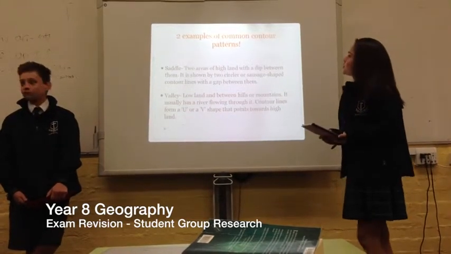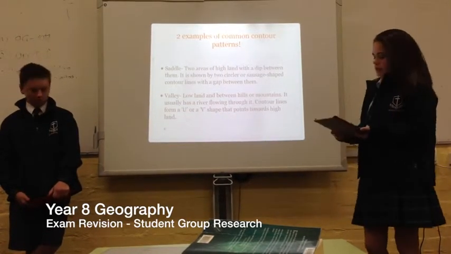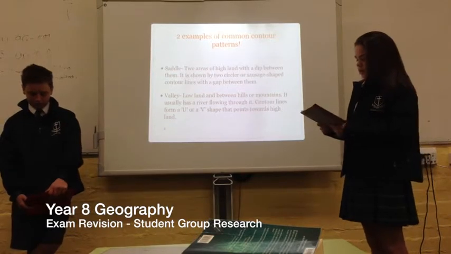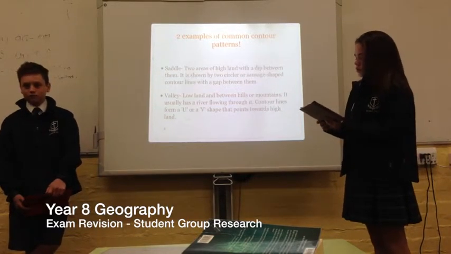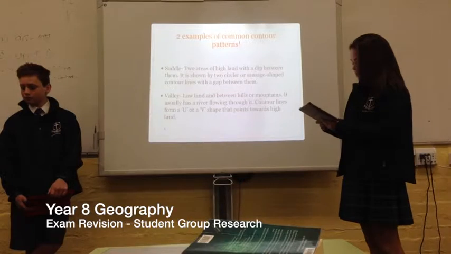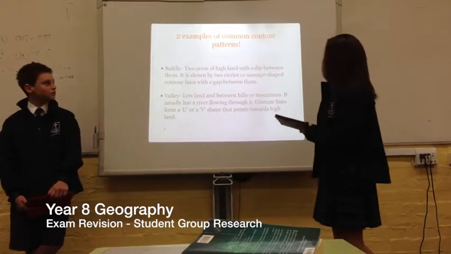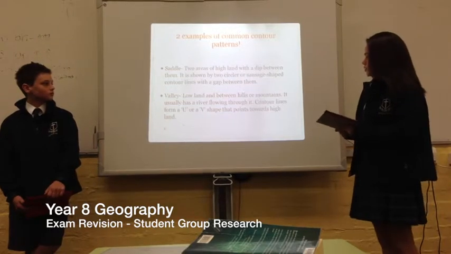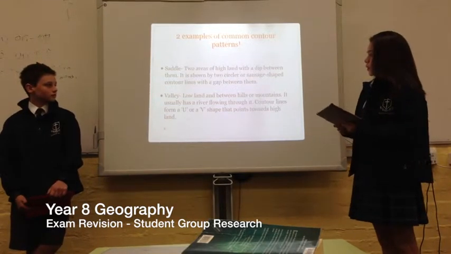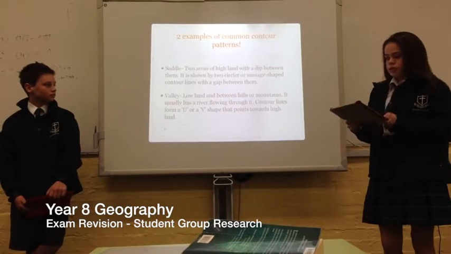These are two examples of common contour patterns. A saddle is where there are two areas of high land with a dip between them, illustrated by two circular contour lines with a gap in between. And a valley is lowland between hills or mountains that usually has a river flowing through it. Contour lines form a V or a U shape that points towards higher ground.